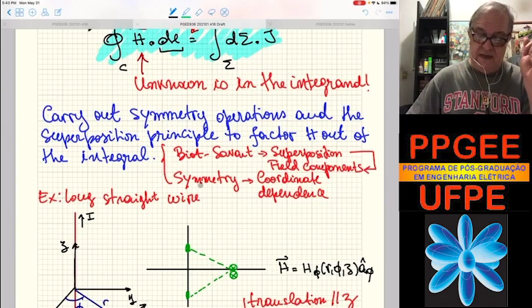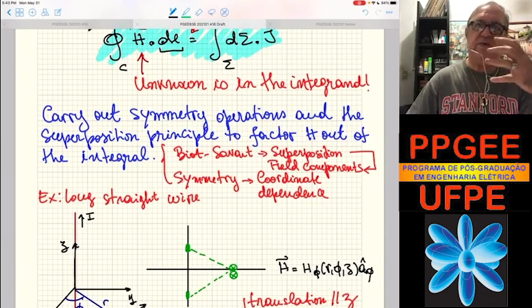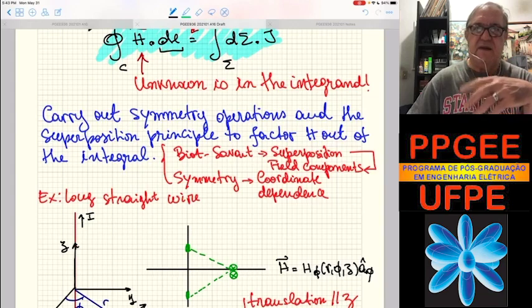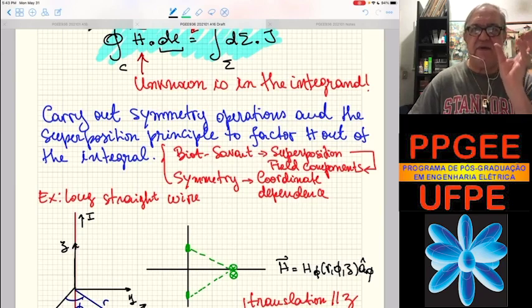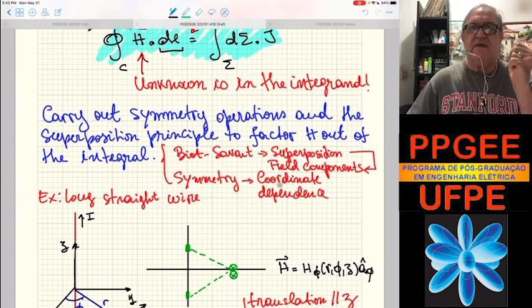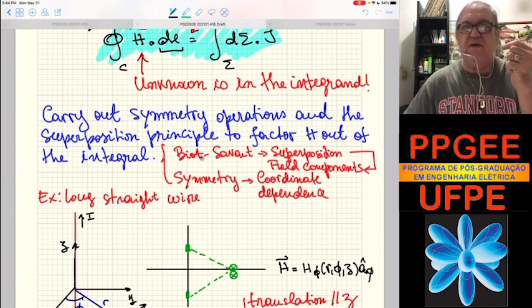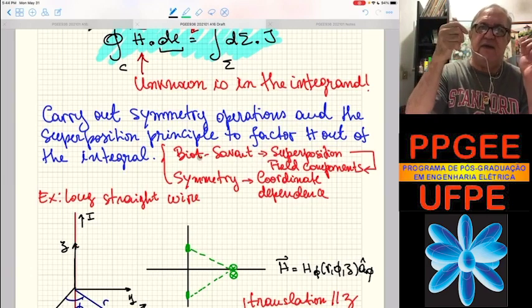So that's the first thing we do. The second thing is symmetry. We make symmetry operations, rotation, translation of the current distribution, and see if there is any modification in the distribution. If we do that, we can determine that against those coordinates related to the symmetry operation, the field is not going to depend. Okay? So symmetry allows you to determine the coordinate dependence of each component of the field, and superposition using Biot-Savart's law, because it's essentially a right-hand rule, right?